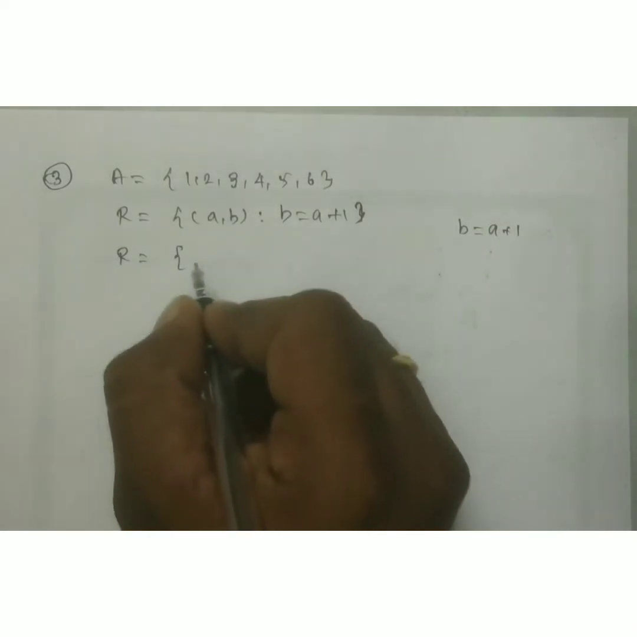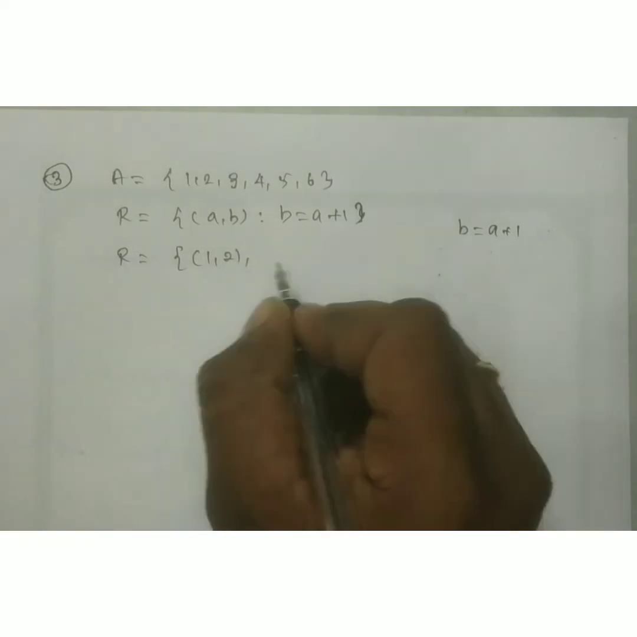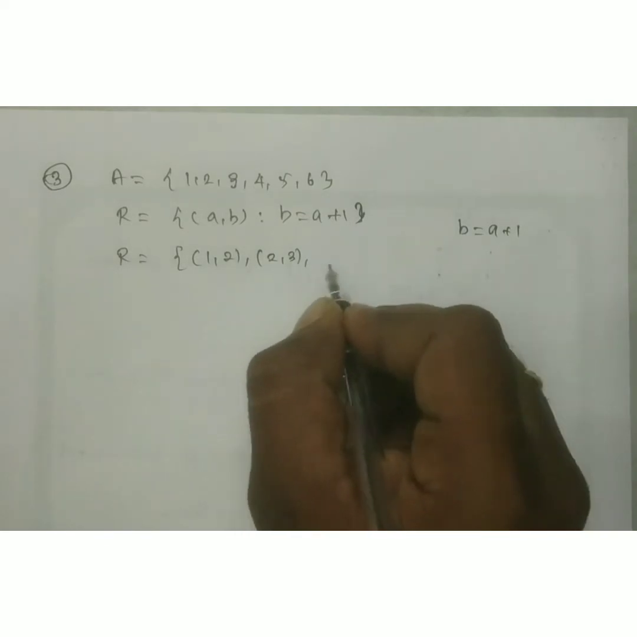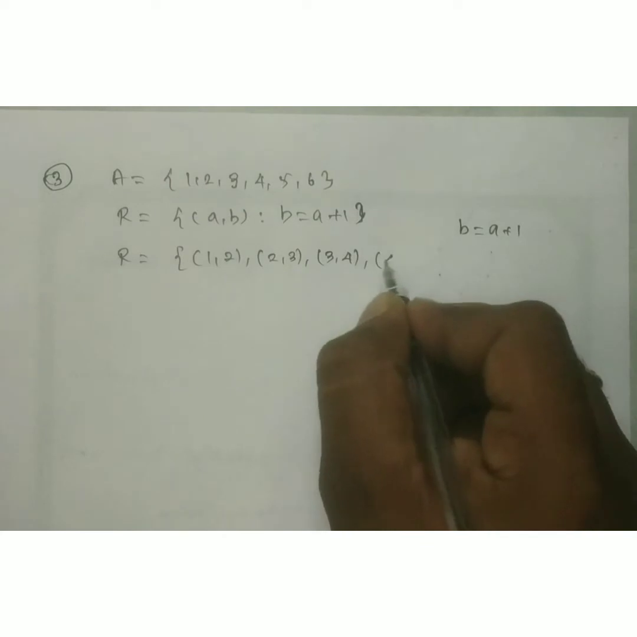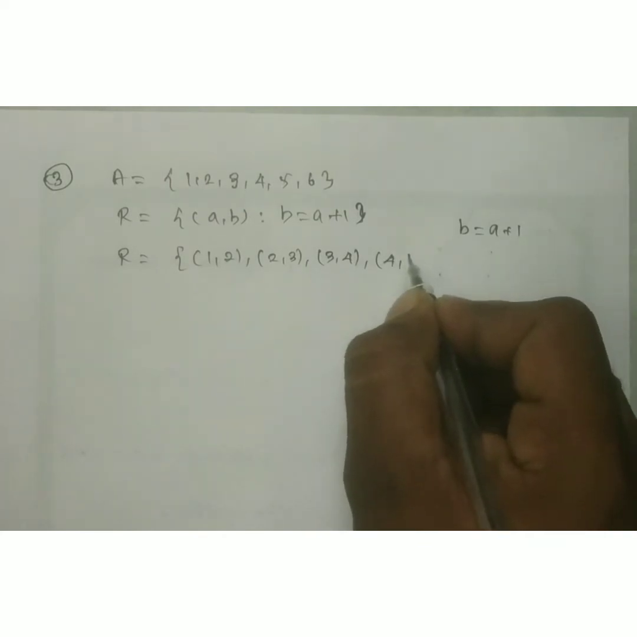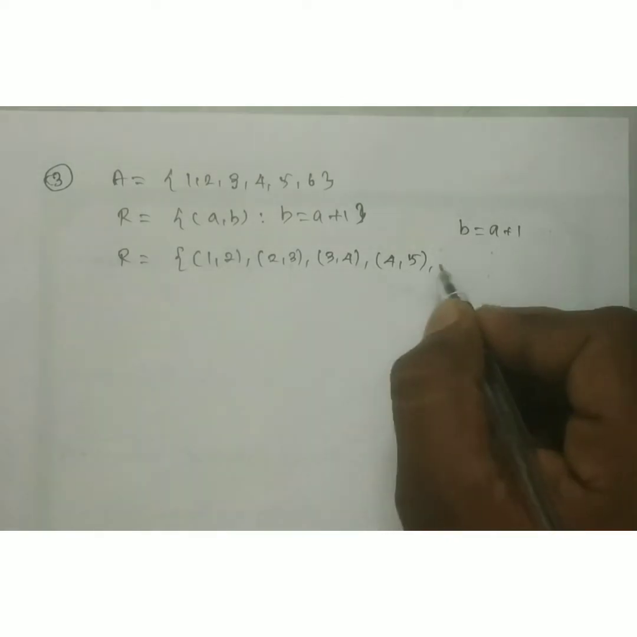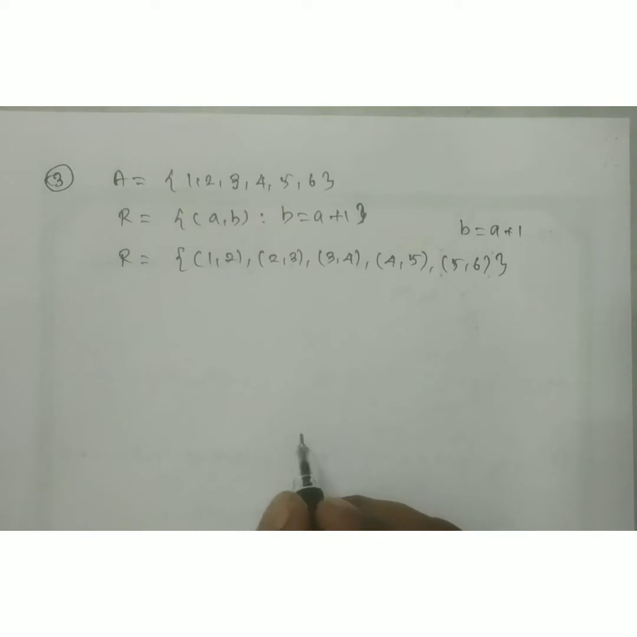If I take a = 1, my b value will be 2. If a = 2, b will be 3. If a = 3, b will be 4. Similarly, a = 4, b will be 5. a = 5, b will be 6. These are the elements in the relation.